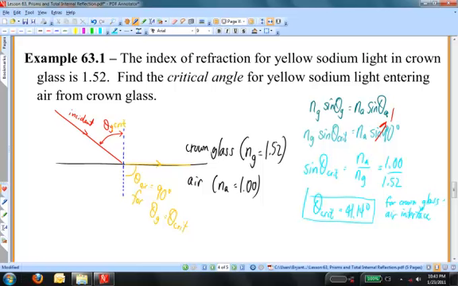If the angle of incidence is greater than this 41 degrees, then what I'm going to find is that I get total internal reflection and nothing comes through the boundary. Now, let's take up dispersion.